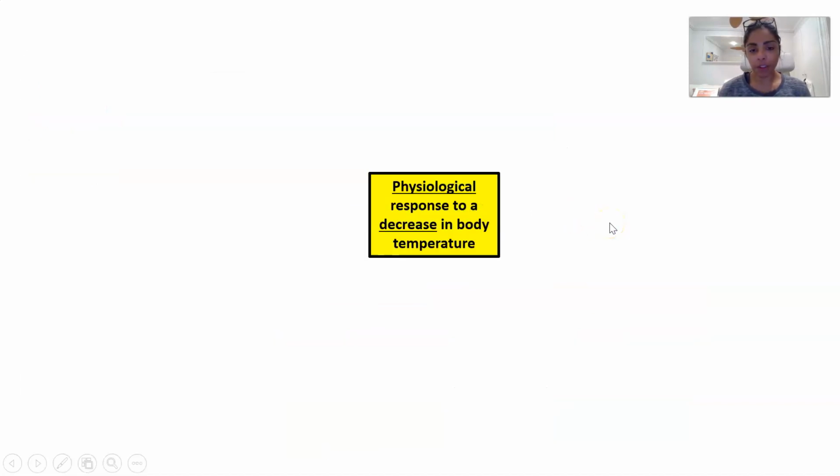All right, so now we're going to look at a series of negative feedback loops. First one we're going to be looking at is a physiological response to a decrease in body temperature. So think about what physiological means. We are talking about things that happen inside the body, various mechanisms that involve regulations such as vasodilation, sweating, shivering, and so on. It's important that you understand that before we move on.